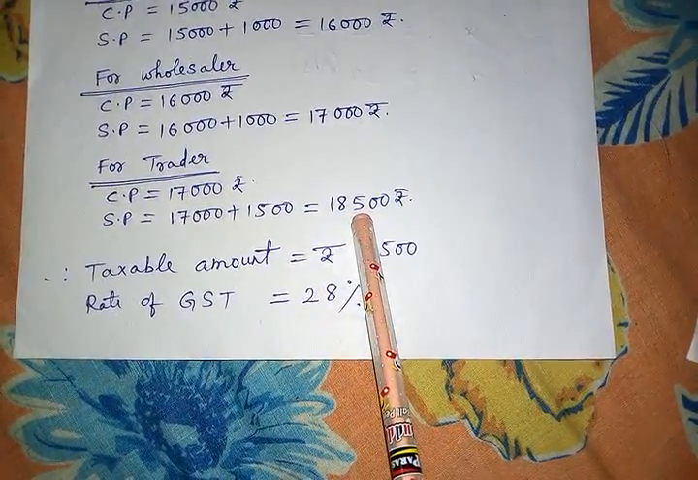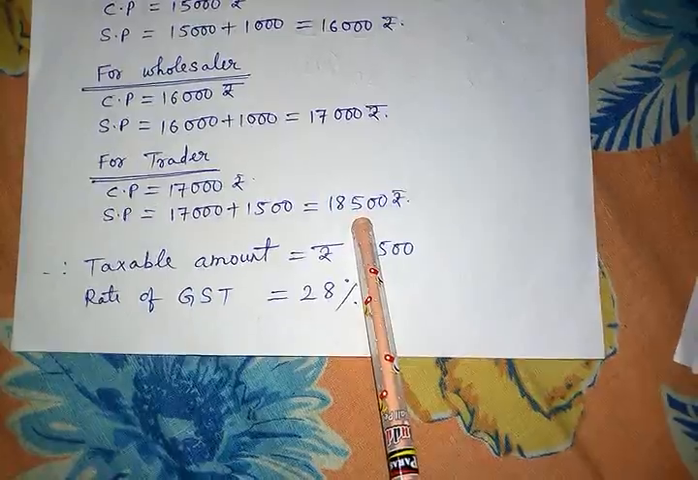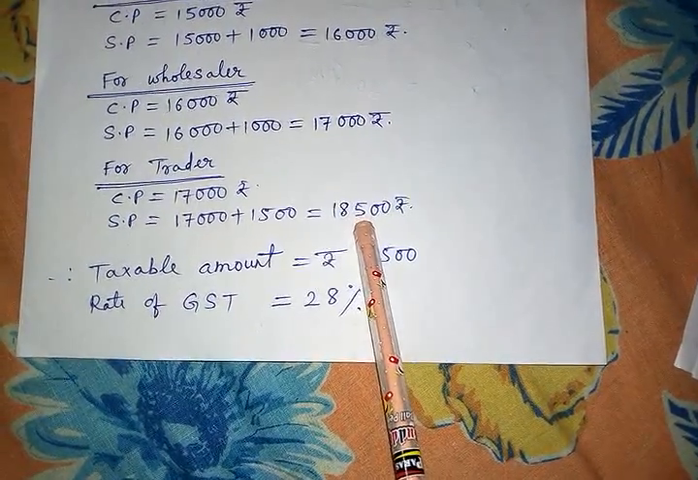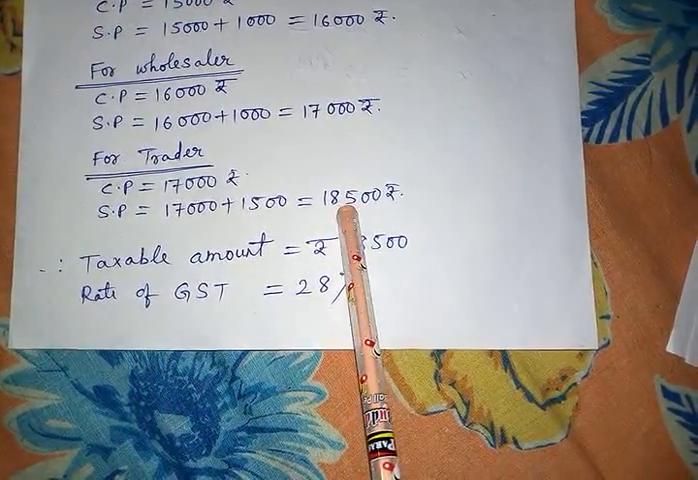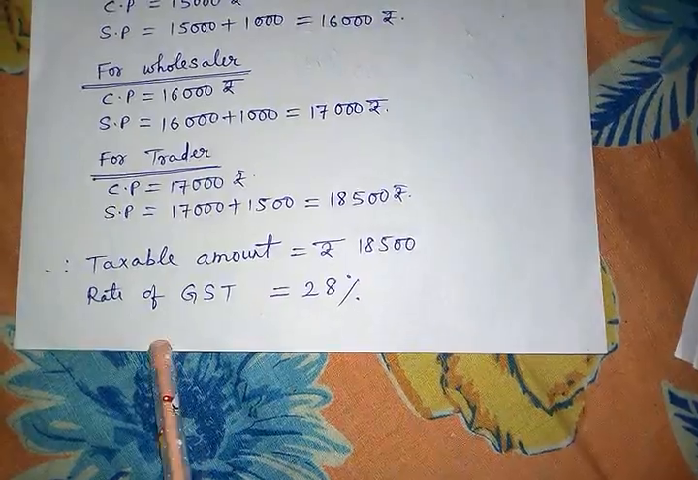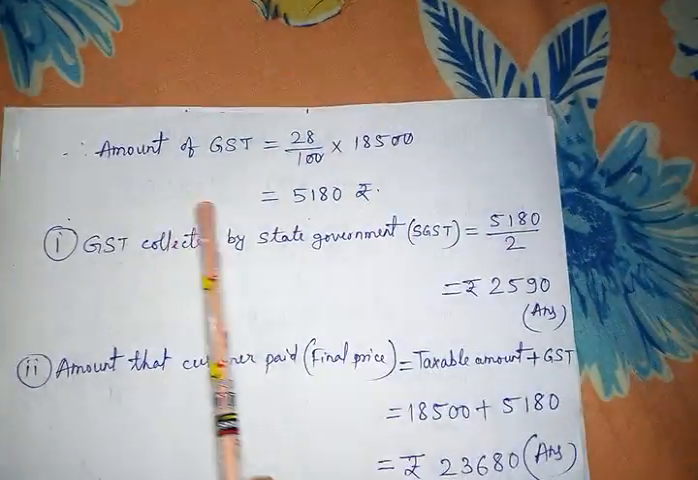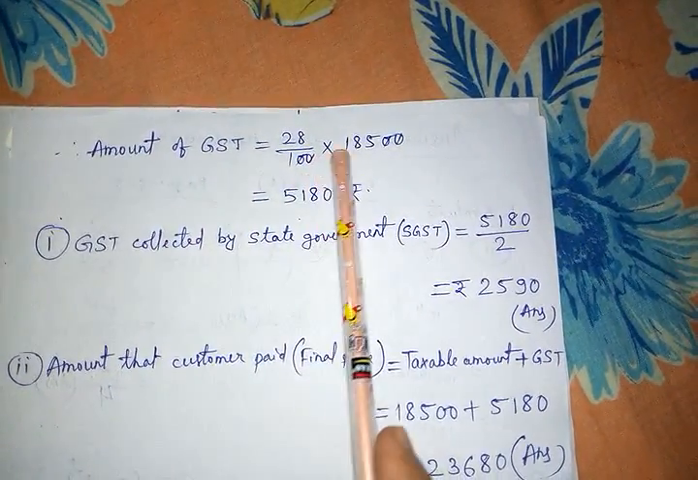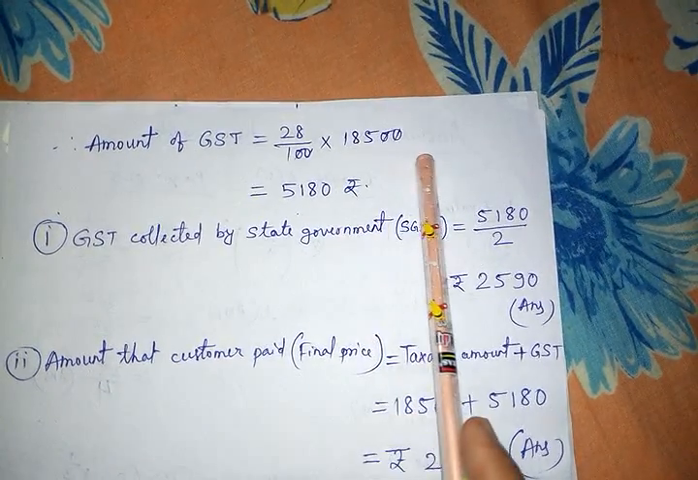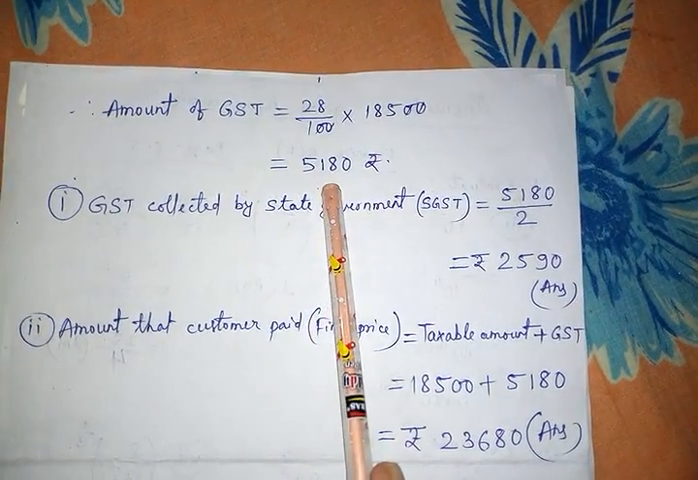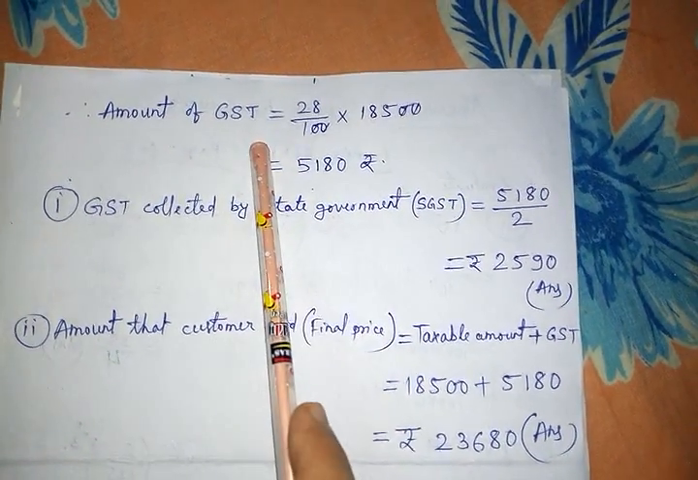That means this is the final price at which the customer is buying. So the customer has to pay GST. So the taxable amount will be rupees 18,500. As the rate of GST given in the question is 28%, we can say the amount of GST will be 28 by 100 into the taxable amount, that is 18,500. So 5,180 will be our total GST.